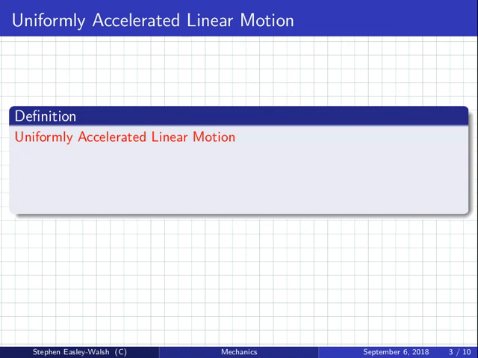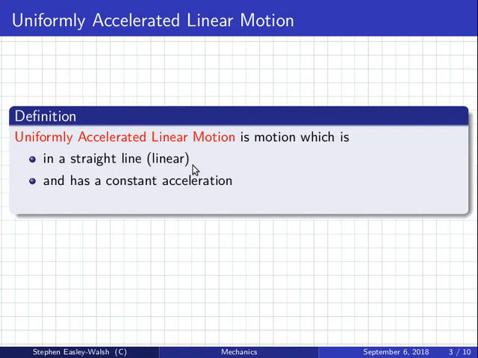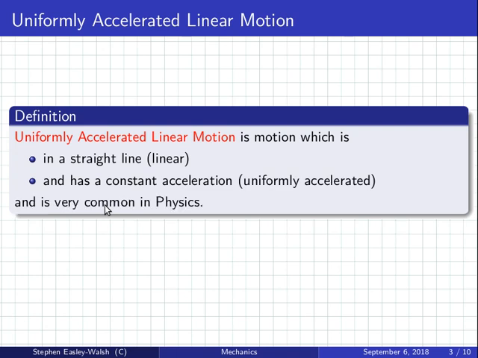Just to be precise with our language, uniformly accelerated linear motion. What type of motion is that? It's motion that is, number one, in a straight line. Which part of that means a straight line? Linear. That's the linear part. It has a constant acceleration. What word means that? Uniformly. Uniformly accelerated means a constant one. And this is actually a very common situation in physics, where you have something accelerating at a constant acceleration. The acceleration is not changing.